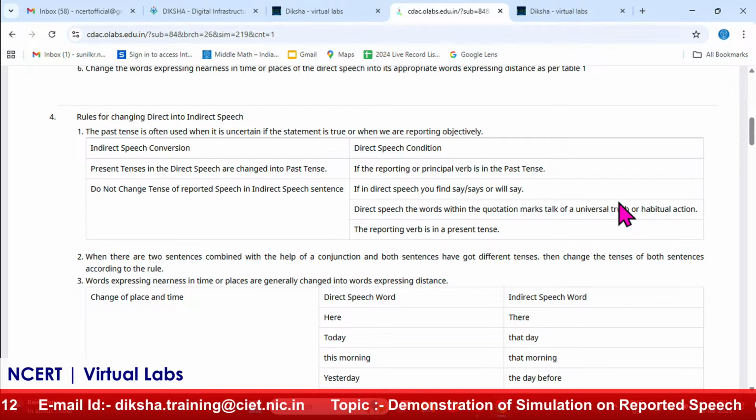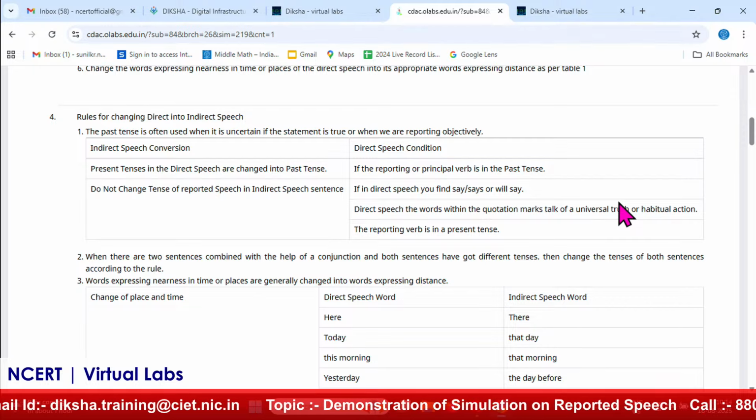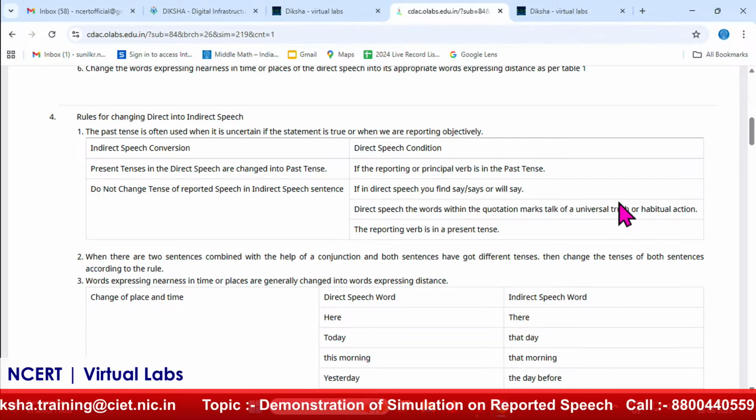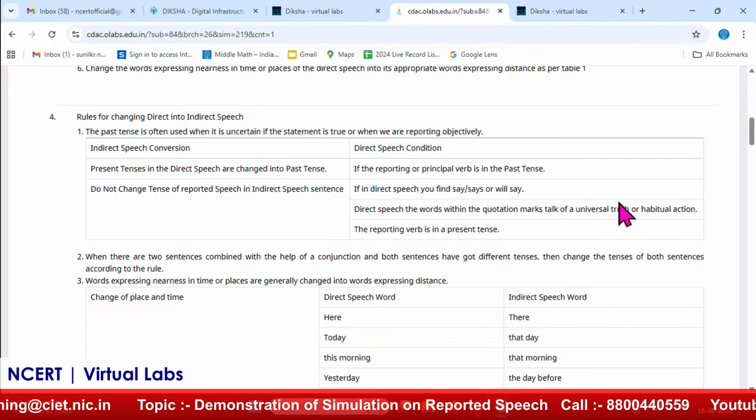For example, the sun rises in the east. Now, scientifically we know that that's not exactly true. It could be southeast, northeast, east for different geographical locations at different times of the year. But we generally know that east is the direction in which the sun rises. So, this is a universal truth. It does not change for anywhere in the world.